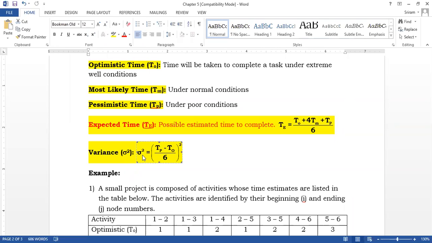I'm going to change the slide and go to the sample problem that I have worked already, so that it will be easy for you to draw the diagram.